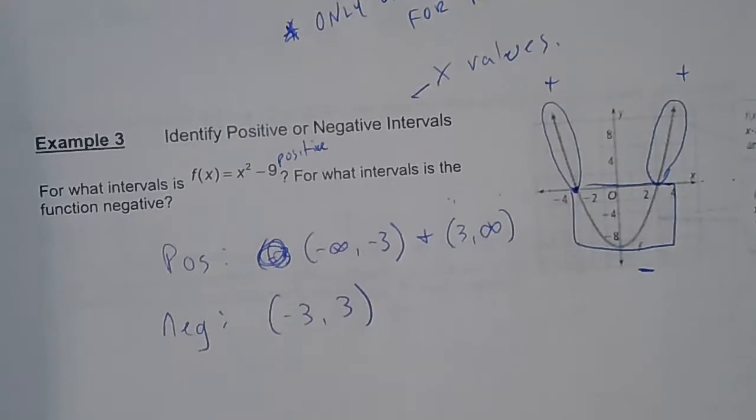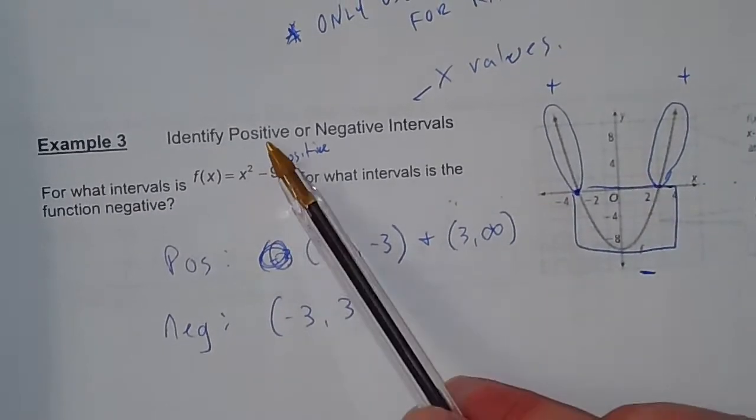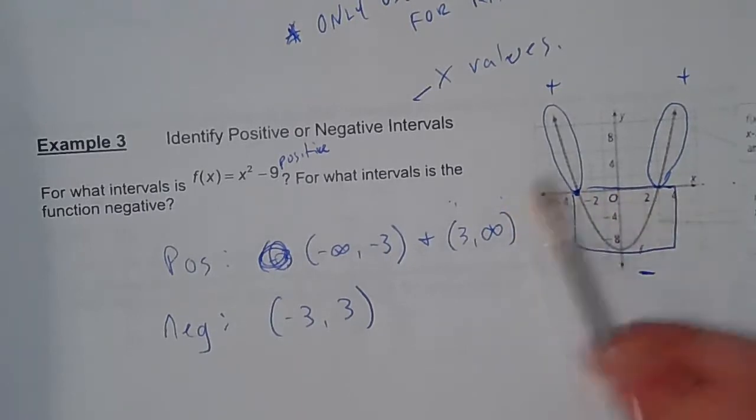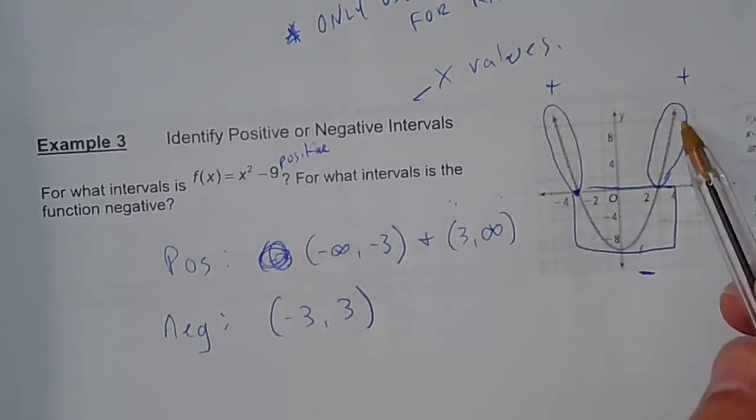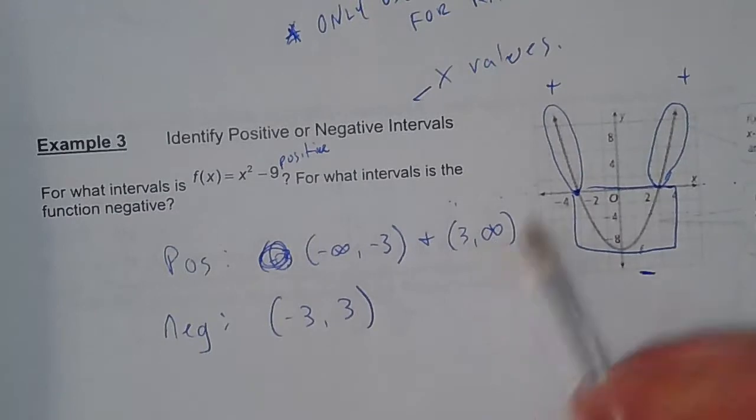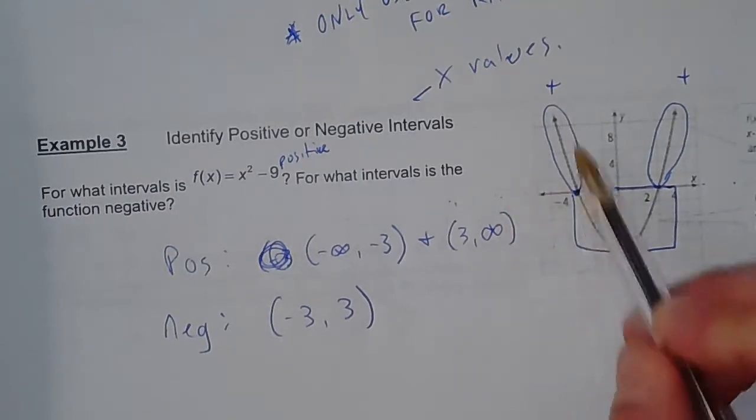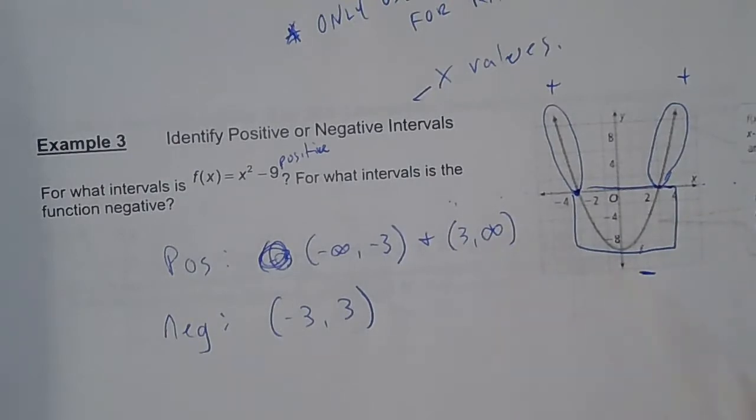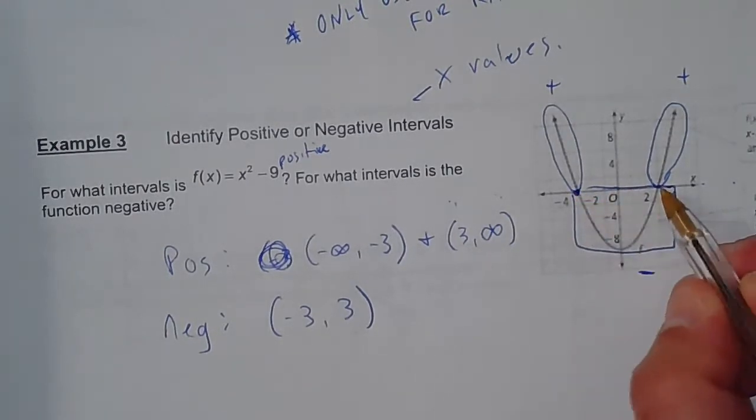So in this example that we already did, we did when is this graph positive and when is it negative? So positive means when is it above the x-axis. So this had 2 positive sections, and we just wrote what those 2 intervals were. So from negative infinity to negative 3, this graph's positive, and from 3 on to infinity. So it had 2 positive intervals, and it had 1 negative. It was negative from negative 3 to 3.